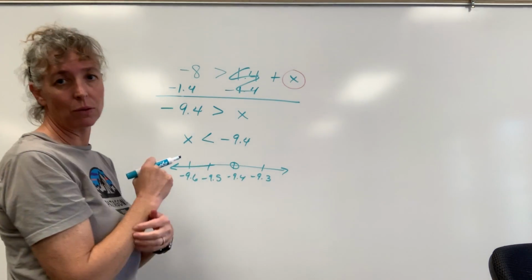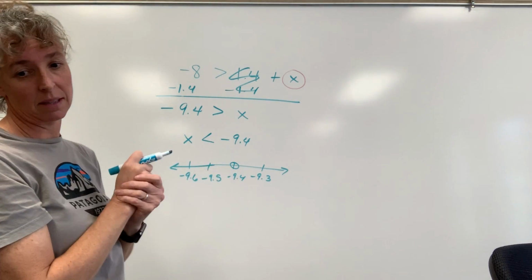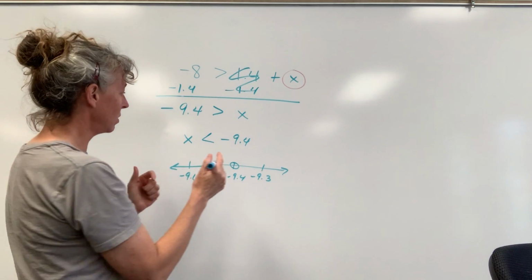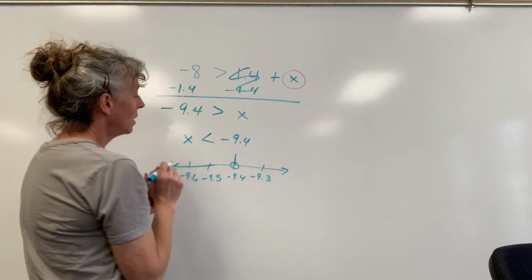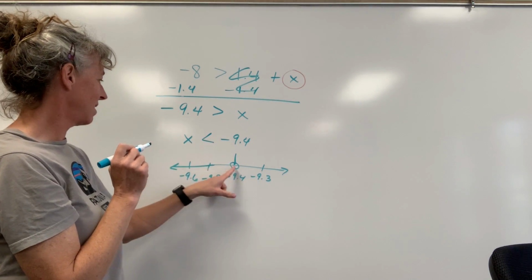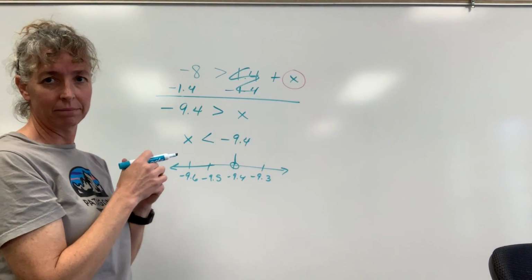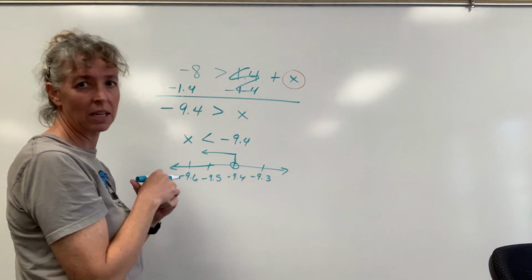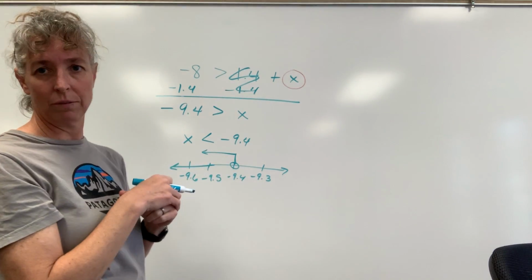Is this going to be open or closed? We have just a less than sign. What's that going to be? Open, right? Because it's not also equal to. So open, and here we go. X is everything less than this number. Which way is less? Okay, this way. Everything less, but not equal to, so it's an open circle.